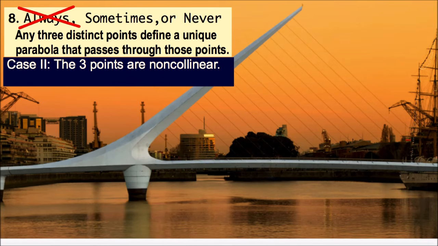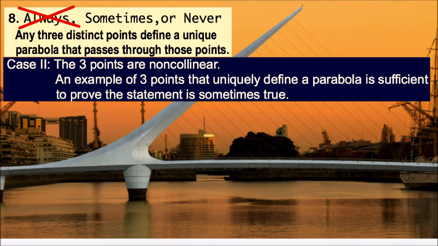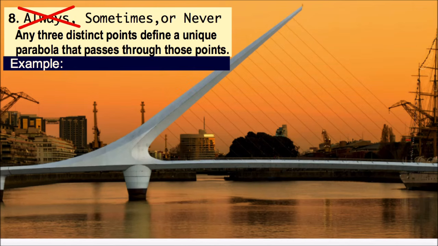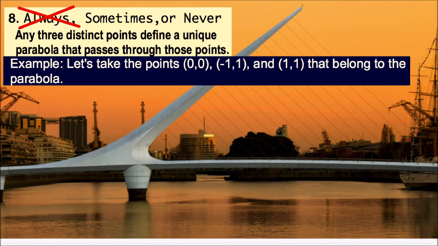Case 2. The 3 points are non-collinear. An example of 3 points that uniquely define a parabola is sufficient to prove that the statement is sometimes true. Because that's our one time. It could be more times, could be less. Doesn't matter. Sometimes. Example. Let's take the points with coordinates 0, 0, negative 1, 1, and 1, 1 that belong to the parabola.